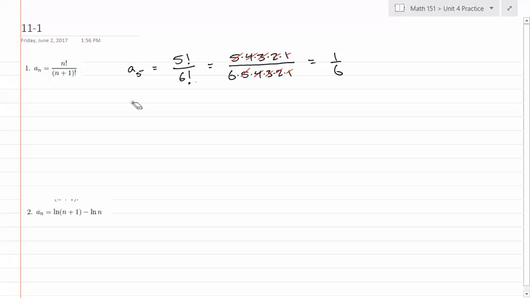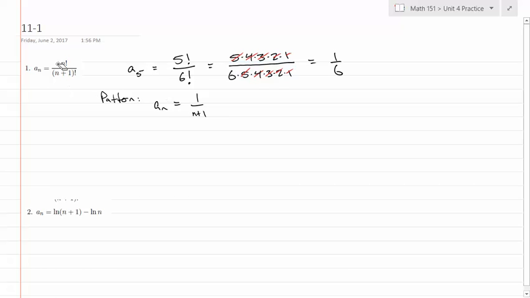You'll notice that regardless of what n is, that same type of canceling is always going to happen. So if you recognize that pattern, you'll see that a sub n is always going to simplify to 1 over something, and in this case, when n was 5, it was 1 over 6. And so in general, whatever n is, it's going to be 1 over n plus 1.